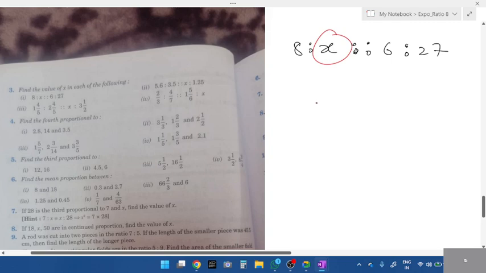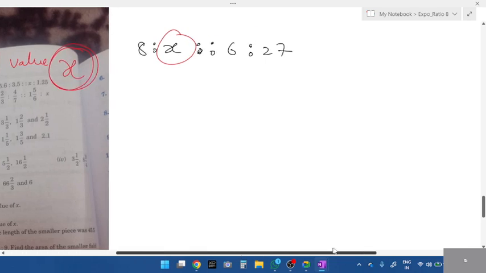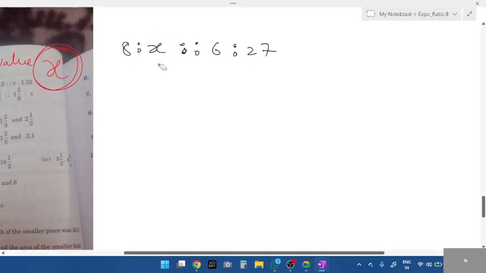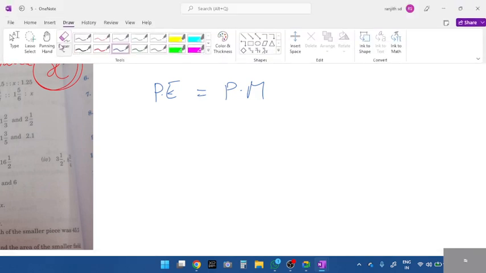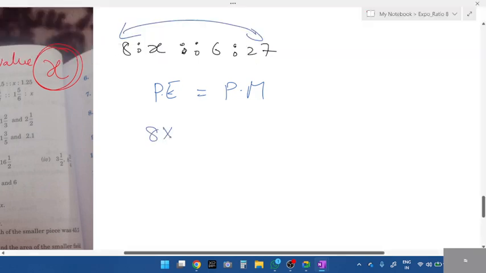Now I'll tell you. This is where you use the product of means is equal to product of extremes concept. When do we use product of means is equal to product of extremes? When any one value is given as x. Now look at this question. Product of extremes is equal to product of means. These two are the product of extremes, students. What's the answer you get? Respond. 8 into 27 is the product of extremes, equal to product of means.